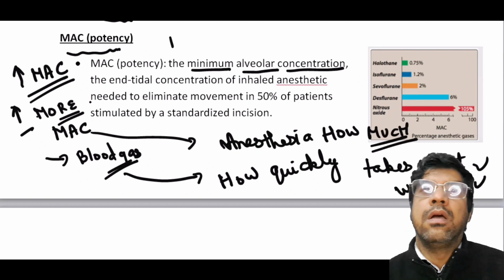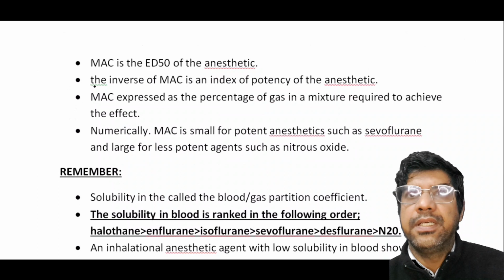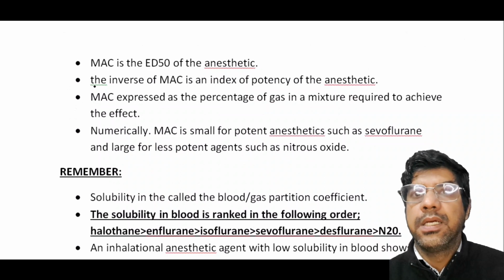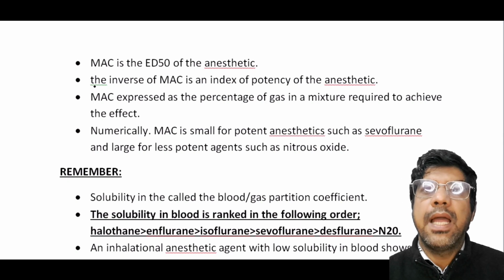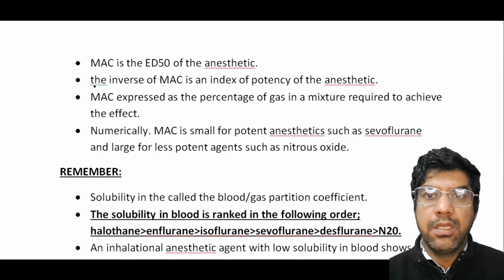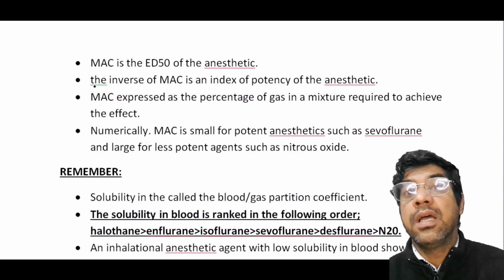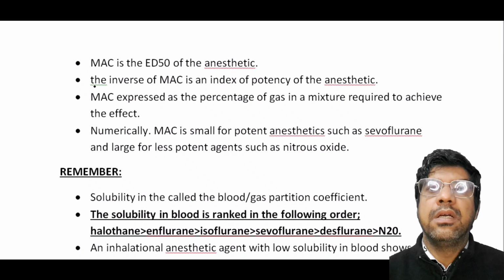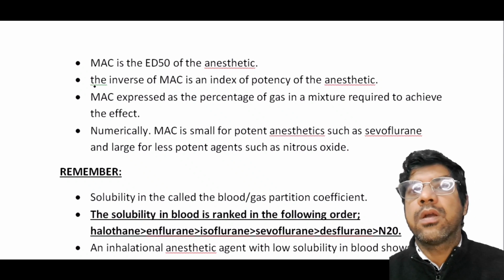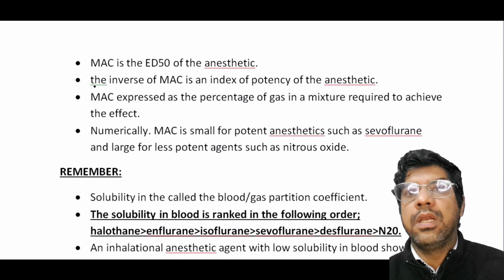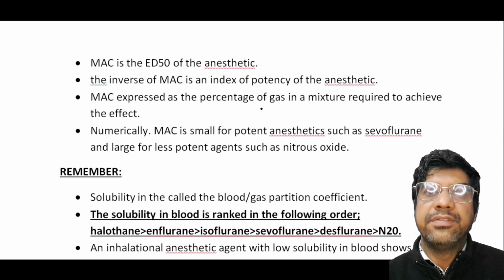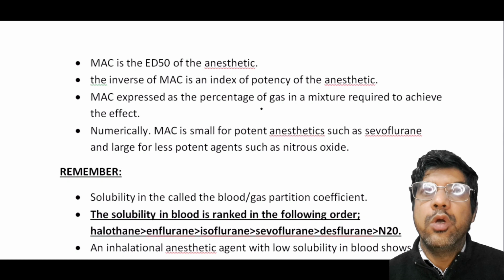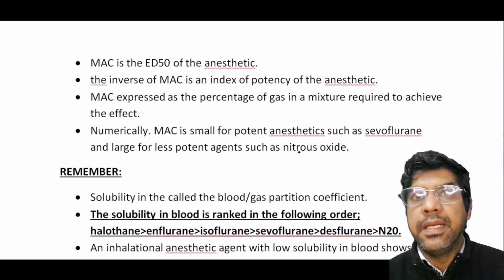Whereas the blood gas coefficient, remember, is about how easily the anesthetic moves between the blood and the gas present in your lungs. So the blood gas coefficient tells us how much of the anesthetic dissolves in the blood compared to staying in the gas phase in your lung. Low solubility, like nitrous oxide, means the anesthetic does not dissolve much in the blood. So this leads to quick onset and recovery because the body can easily get rid of it.